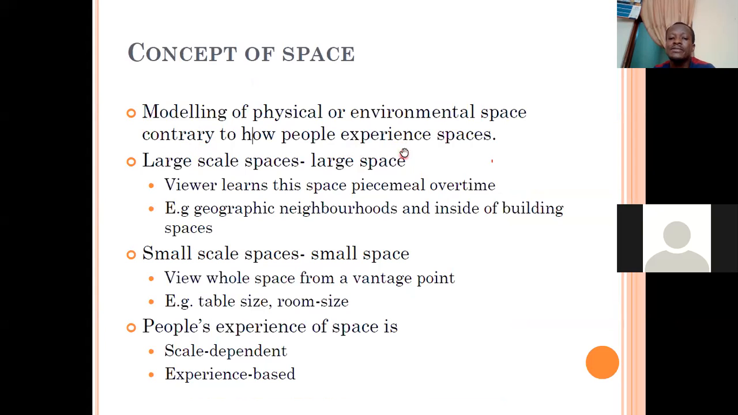Now, how people perceive or experience space, like I said, could be large scale or small scale. It depends on the scale at which you are looking at something or a phenomenon, for every concept that you are studying. Large scale spaces are over large areas, and the viewer learns the space piecemeal over time. Small scale spaces are small, but I will view the whole space from a vantage point.